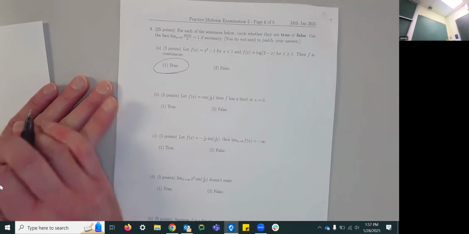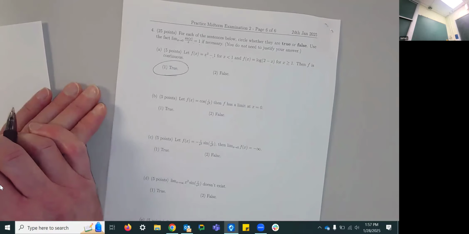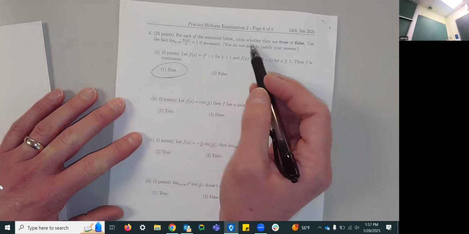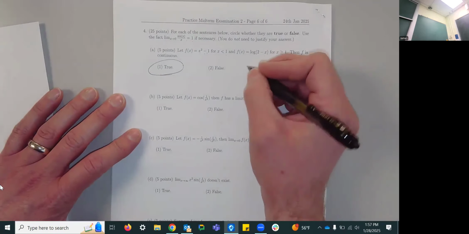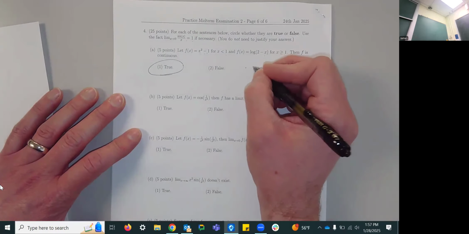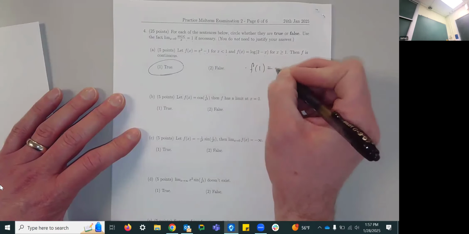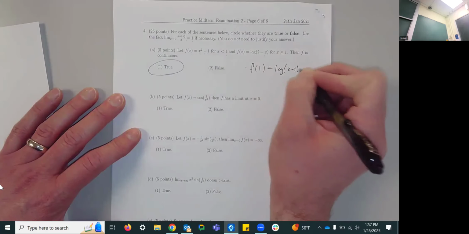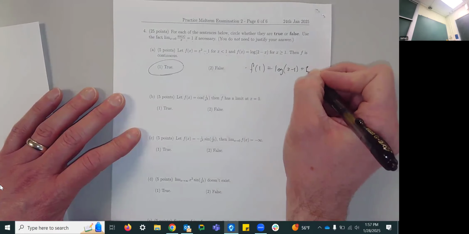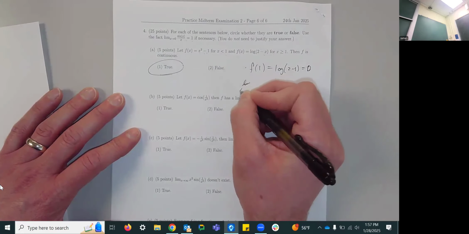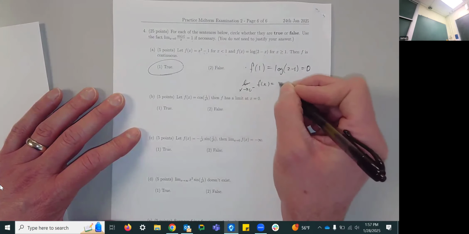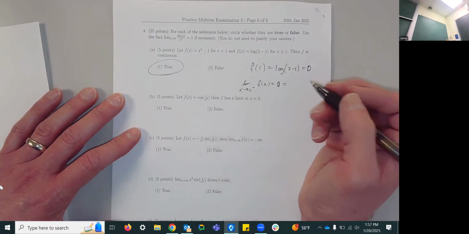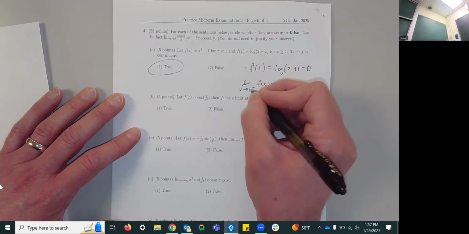That would make me feel uneasy if I didn't show any work on the exam, even though the problem says, yeah, I feel like that's not what you really mean. So I would maybe think about the fact that, yes, I know that f of 1 is equal to log of 2 minus 1, which is log of 1, which is 0, and then the limit as x approaches 1 from the left and the limit as x approaches 1 from the right are both equal to 0. Oh, no, 1, sorry, 1.